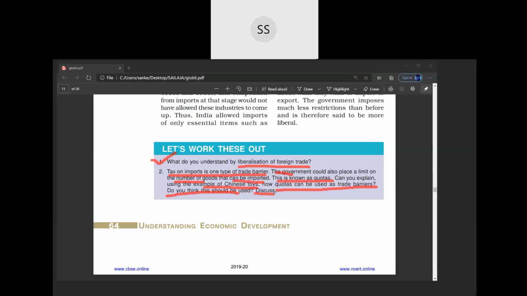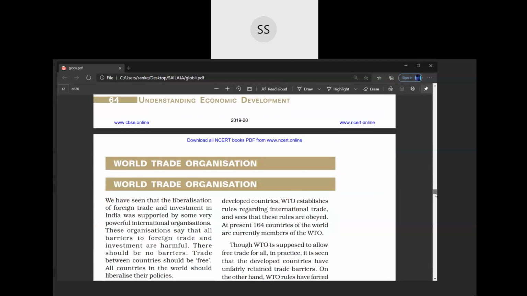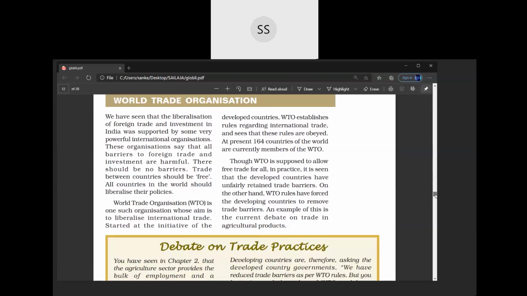Then what will happen? Then our producers will not go into loss. So do you think this should be used? Yes, it should be used, because if the government uses these quotas, our producers will not go into loss. That's the answer for this question, children. And that completes your liberalization part. We have the next part, which I'll just tell you and then stop.